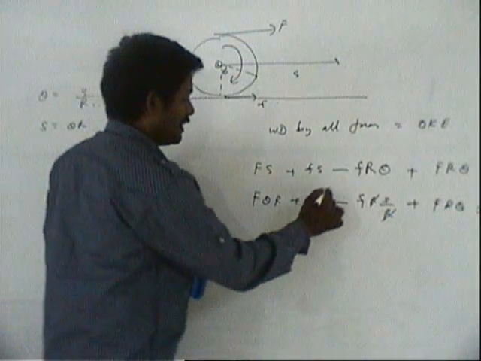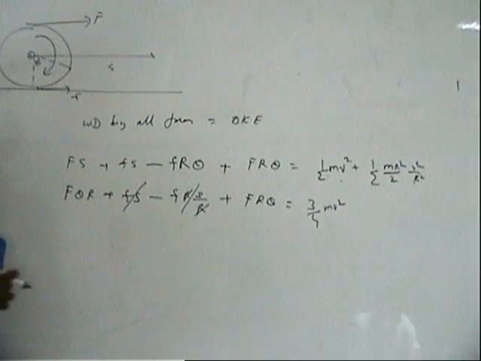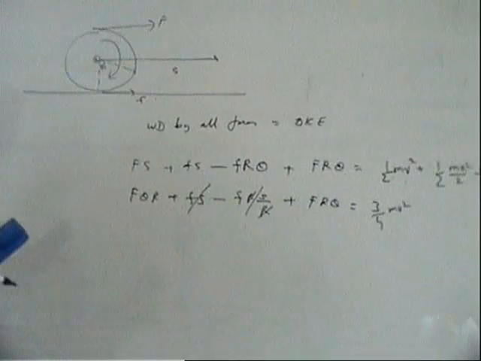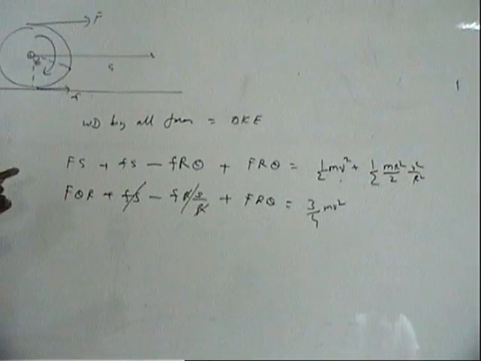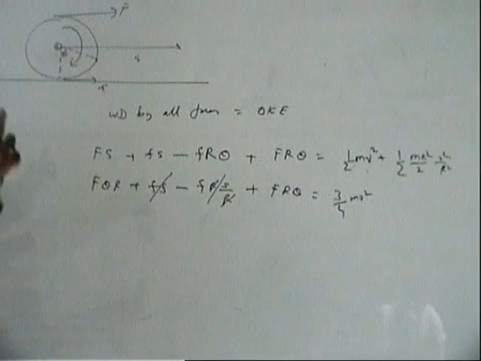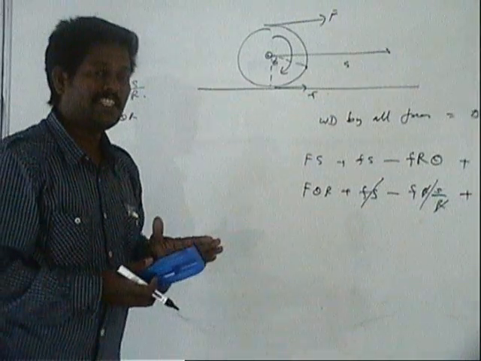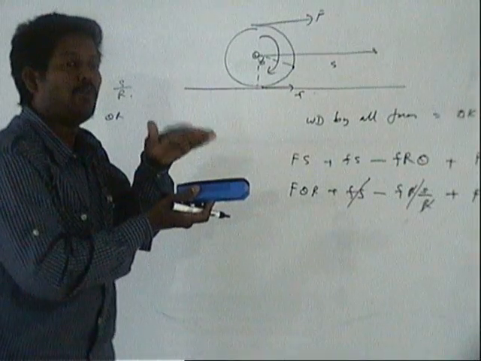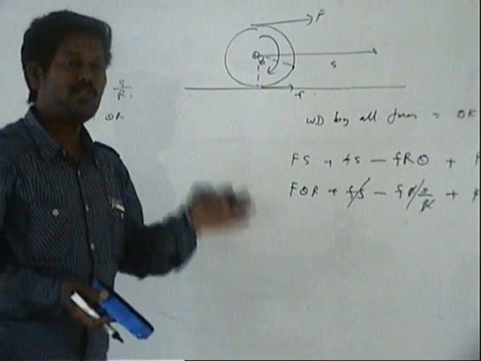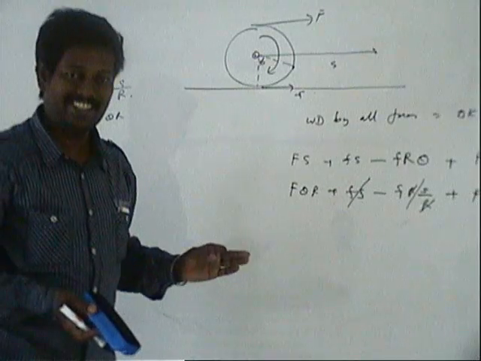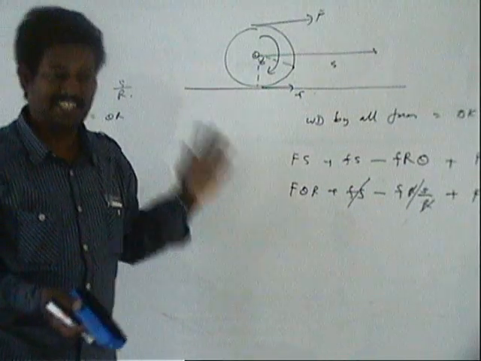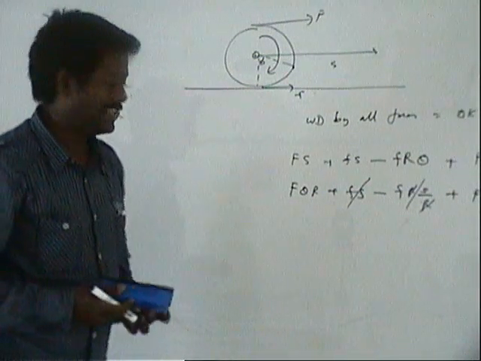Now what we have concluded here is that work done by friction rotational and work done by friction translational cancel out. Therefore, net work done by friction is 0. In other words, there is no rubbing at the point of contact. When there is no rubbing, no heat is generated. No heat is generated means no work is done. That's why the terms got cancelled.